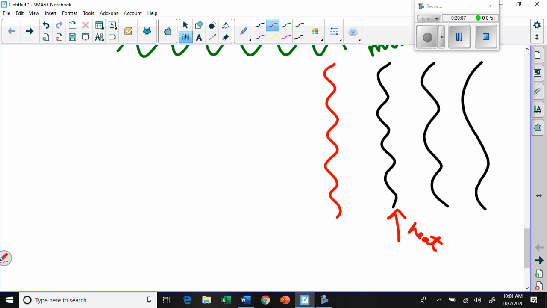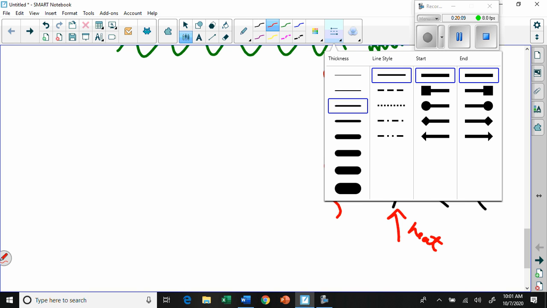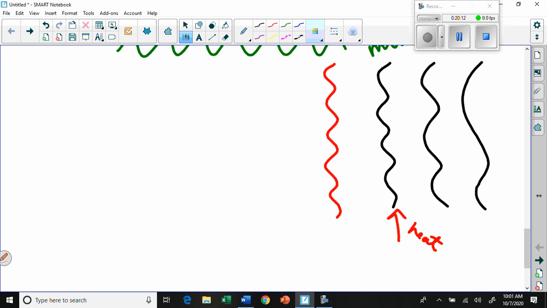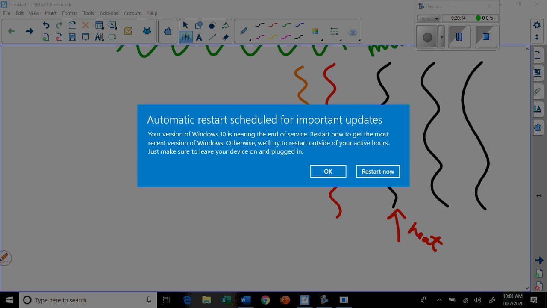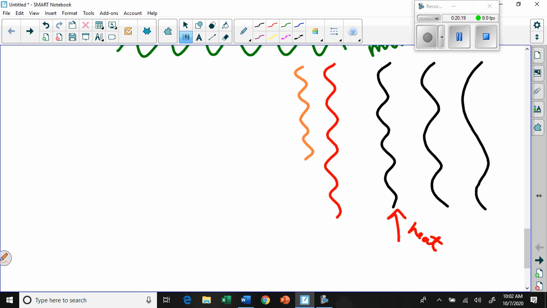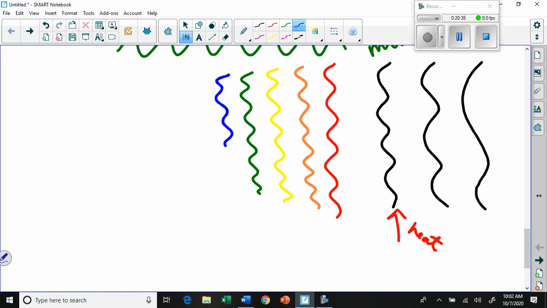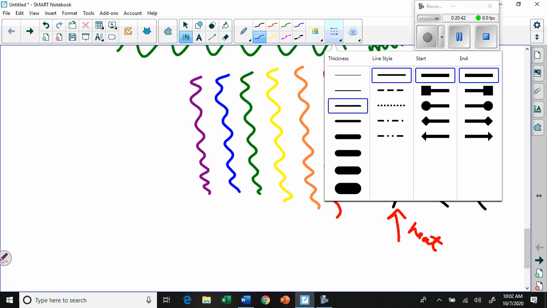Okay? And then, of course, I don't have orange on here, do I? Maybe I do if I look in here. Here's orange. Orange would be a little shorter still. Hopefully we're not going to restart here. Hoping that's going to happen later. Then yellow, green, blue, and violet. And of course they're getting shorter each time. I'm trying to make the squiggles shorter and shorter. And this is called the visible light spectrum.